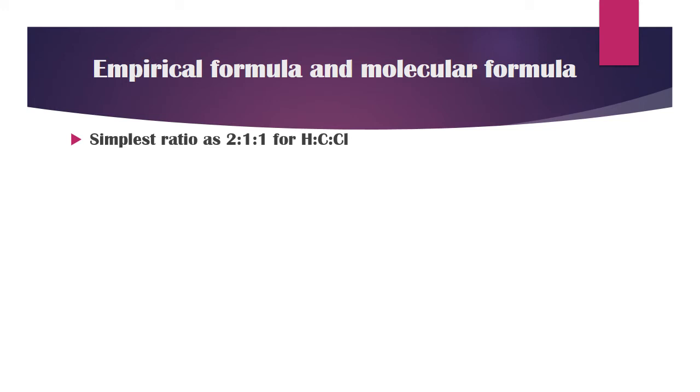Now these numbers that we have calculated, the ratio that we have calculated, has to be represented as subscripts. So it will be H2, C1, Cl1. And if the subscript is 1, we need not represent it. So the empirical formula will be CH2Cl.